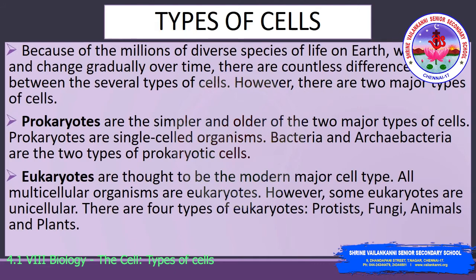Prokaryotes are single-celled organisms. Bacteria and archaebacteria are the two types of prokaryotic cells, while eukaryotes are thought to be the modern major cell type. All multicellular organisms are eukaryotes. However, some eukaryotes are unicellular as well. There are four types of eukaryotes, which include protists, fungi, animals and plants.